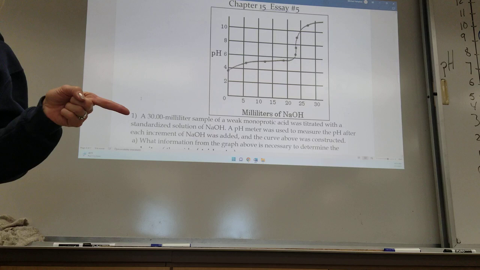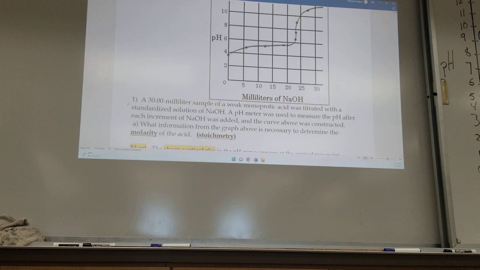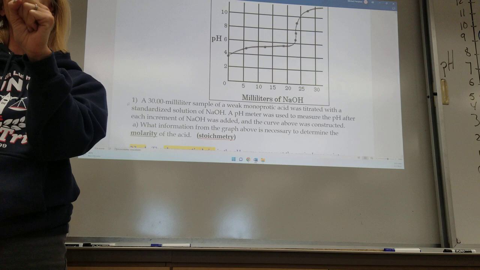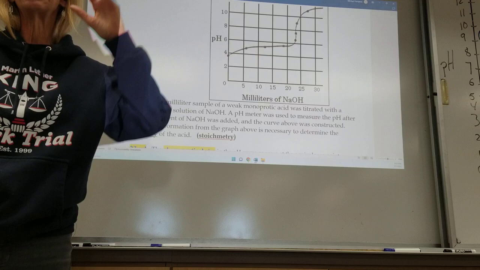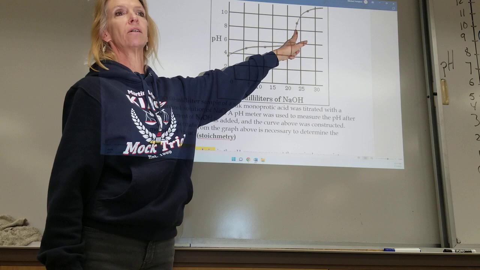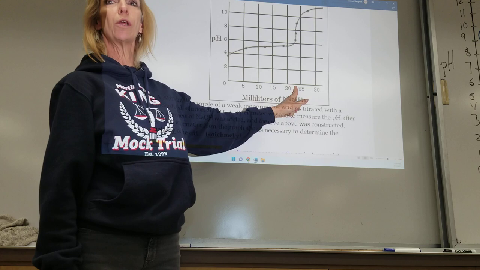So what information from the graph above is necessary to determine the molarity? You only need one number. What is that number? Give me the number. 23-ish. That's all you need. So what is magical about that? What do you call it, first of all? Equivalence point. And what is this volume? It's the volume required to end the reaction.